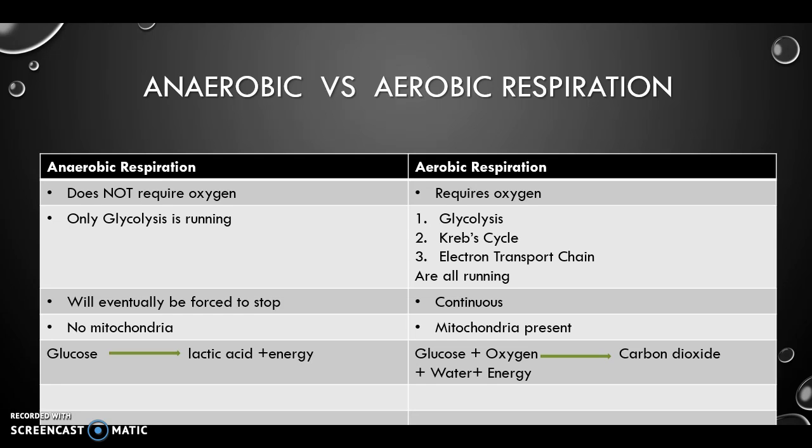Anaerobic respiration is also forced to stop over a period of time because organisms will no longer be able to exist without oxygen. In aerobic respiration, it is continuous because oxygen is present and organisms are able to breathe and go through all three processes. In anaerobic respiration, a mitochondria is not needed. In aerobic respiration, a mitochondria is present. In anaerobic respiration, glucose is present, however, oxygen is not. In aerobic respiration, oxygen is present in order to complete the duties of glycolysis, the Krebs cycle, and the electron transport chain.